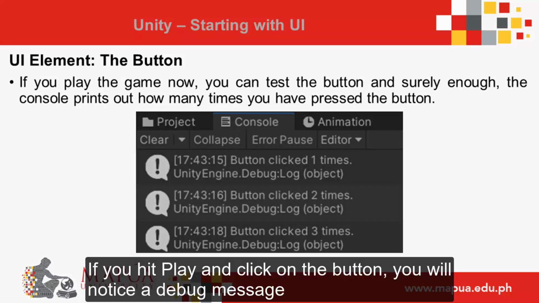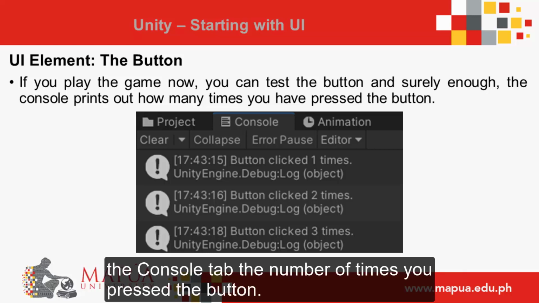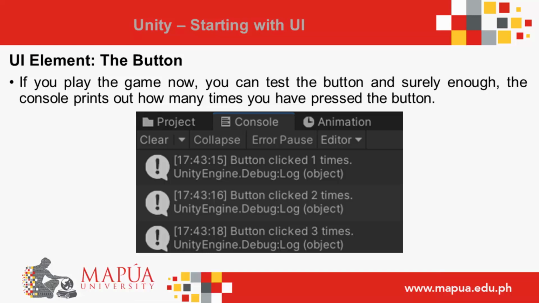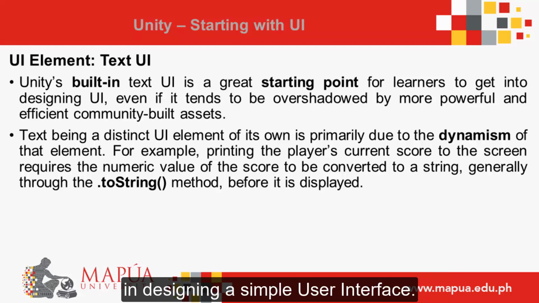If you hit play and click on the button, you will notice a debug message from the bottom left of the screen. You can also see from the console tab the number of times you pressed the button. Unity's built-in text UI element is more than sufficient to get us started in designing a simple user interface.